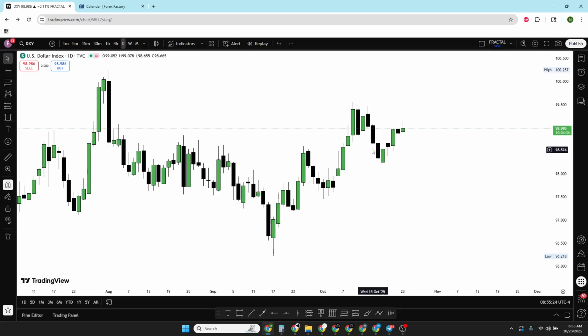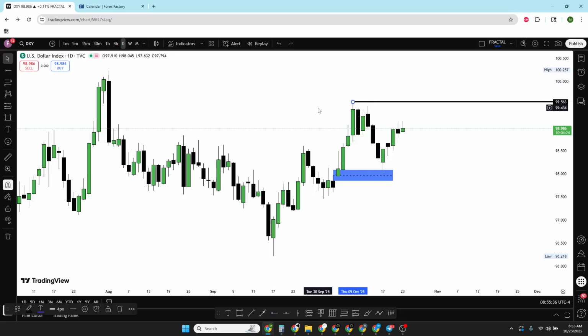In my last video, I talked about price trading down into this gap here and trading back up to take out buy side liquidity. However, as we were trading up, we traded up strong on Tuesday. That was the model setup that I showed you guys in my last video.